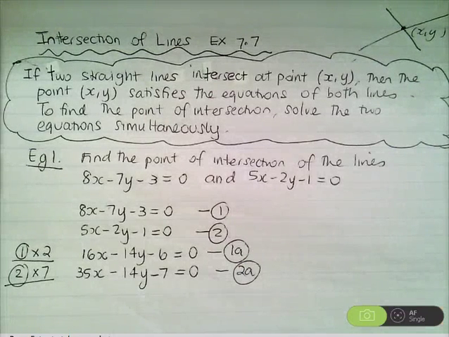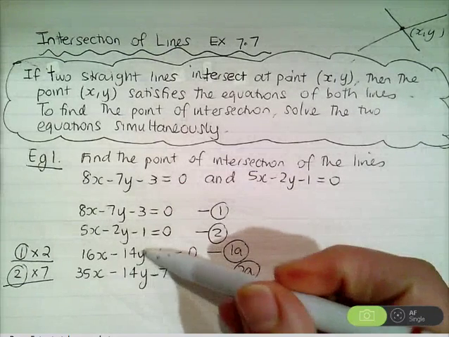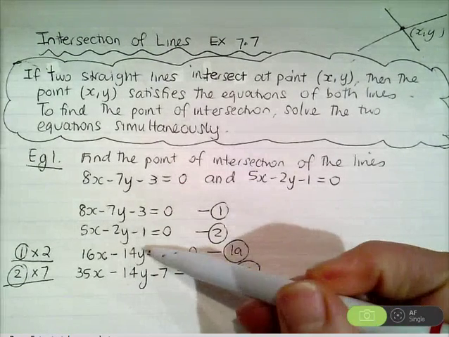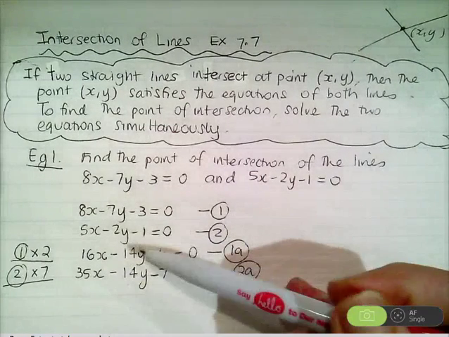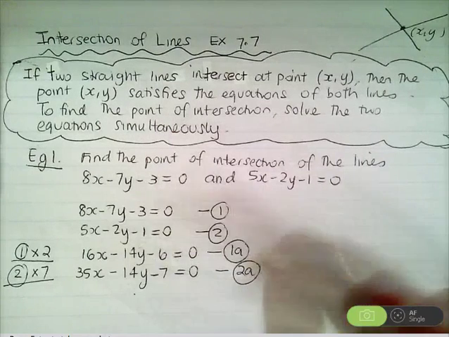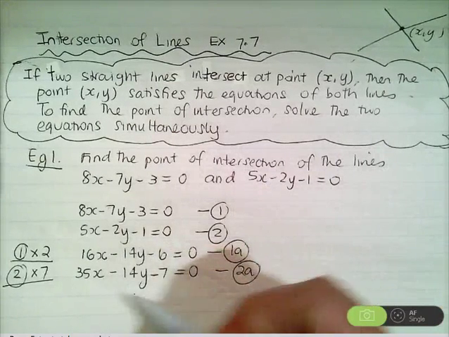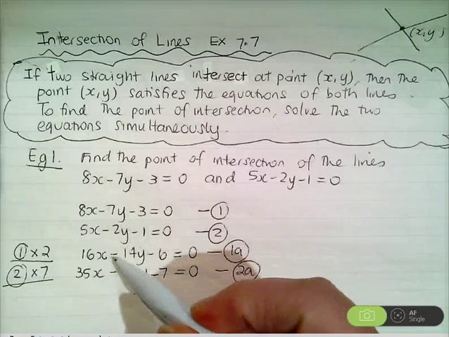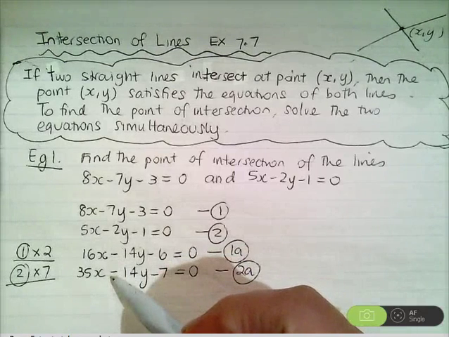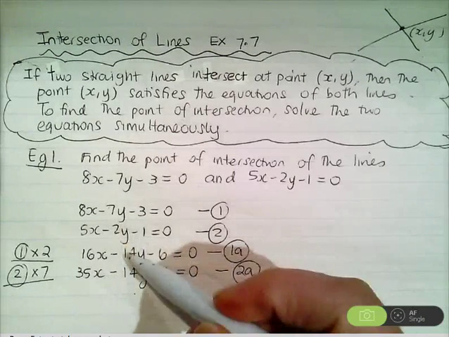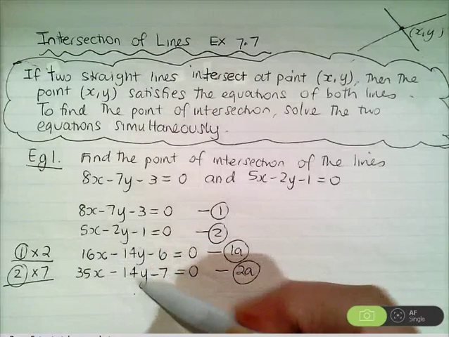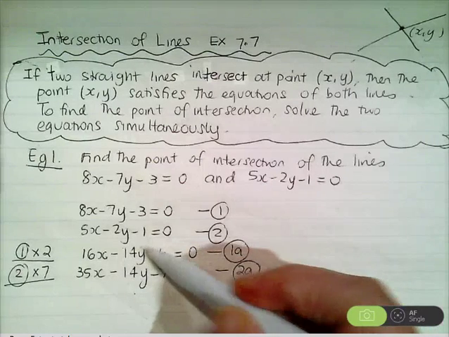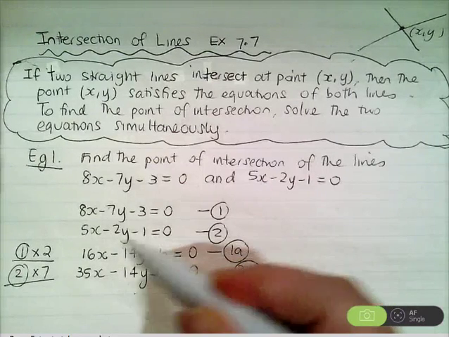Now that the coefficients of the y's are the same, if they're the same, for example, if it was 5y and 5y, you would subtract them, because if you've got something and you subtract the identical thing, it goes away. Now, don't try and add these two together. You need to subtract them, because if you add them, you'd get negative 14y plus negative 14y, which would be negative 28y. So adding those two together will give you negative 28y.